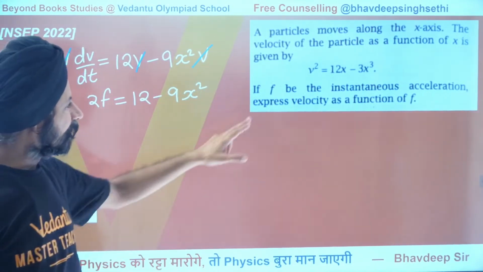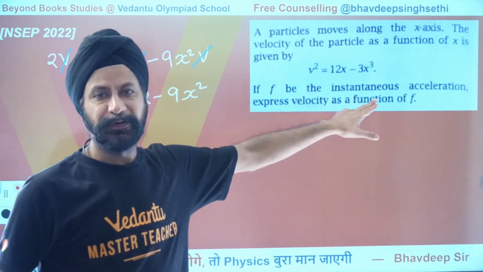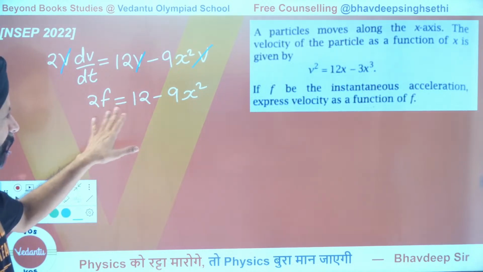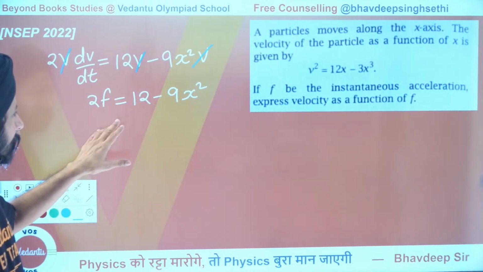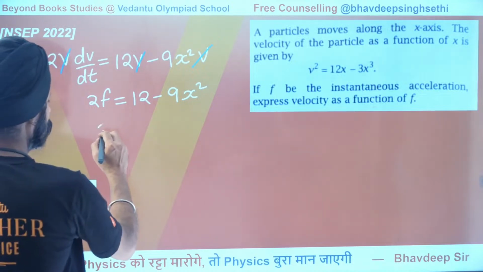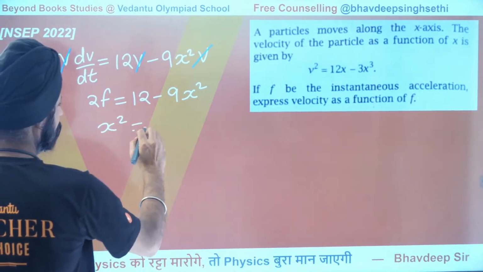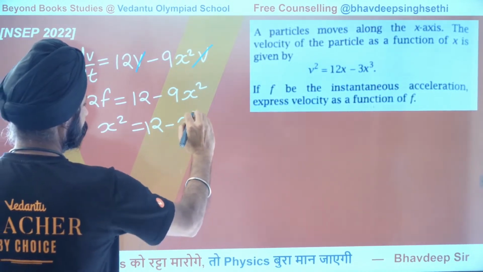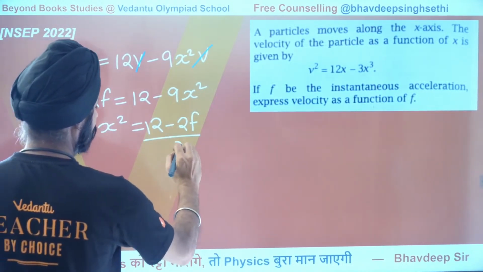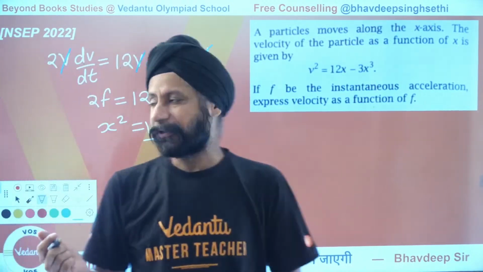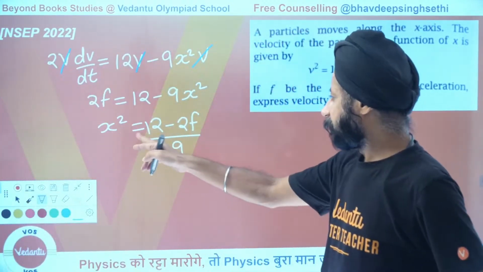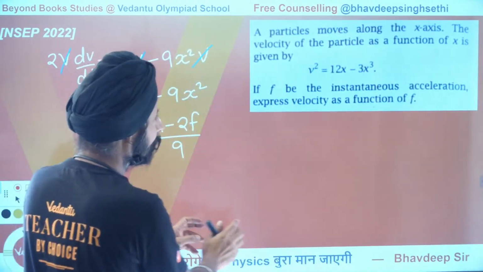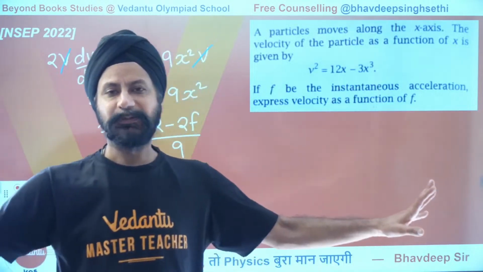See, they have given you velocity as a function of x. You have the relation between f and x. You can find x from this. So let's rewrite this. x squared is equal to 12 minus 2f, divided by 9. So one way to do this question is to find the square root on both sides. You get x is equal to the square root of (12 minus 2f) by 9. Take that value and plug it in here. You are done. It's over.